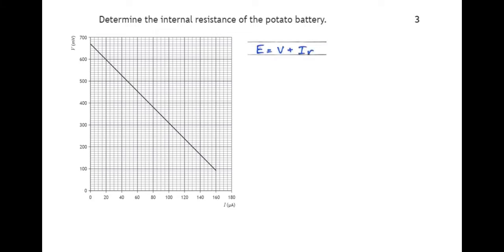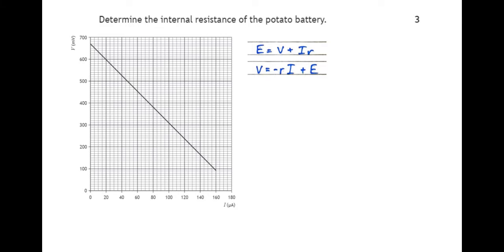Well, we have this formula for EMF and internal resistance, E equals V plus Ir, where E is the EMF, V is the terminal potential difference, I is the current, and little r is the internal resistance. Now, if we rearrange that a little bit, we can get this: V equals minus rI plus E.